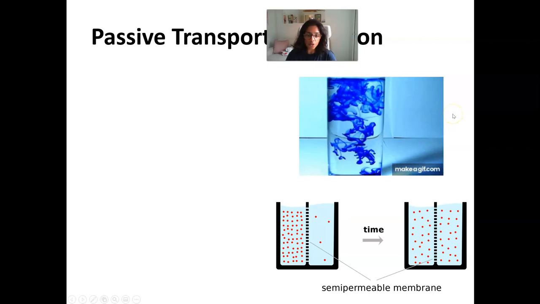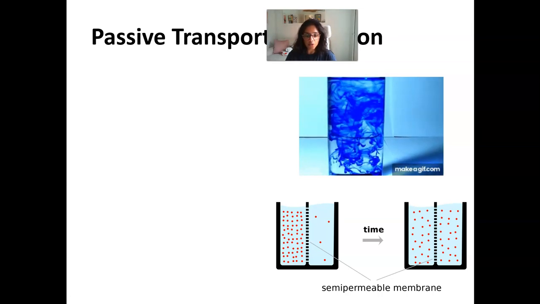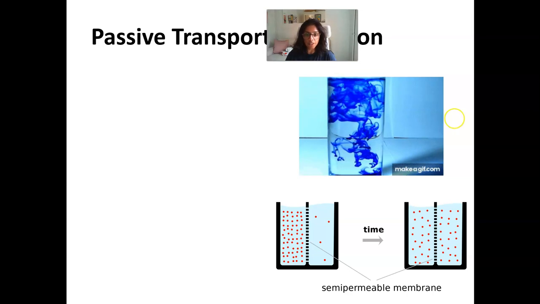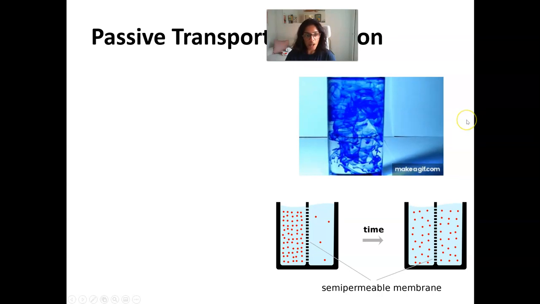Now you know from your own experience, if you leave for example tea in a cup with a tea bag, that tea will start to spread out throughout that water, or indeed if it's a coloured liquid such as cordial, that will spread throughout the water as well. Now why does this happen?